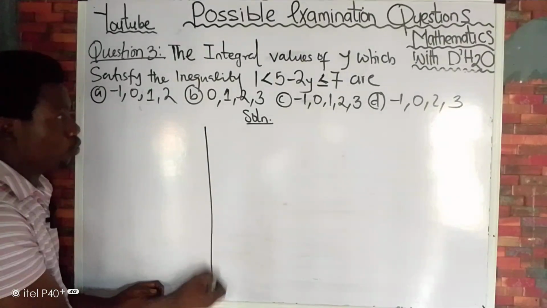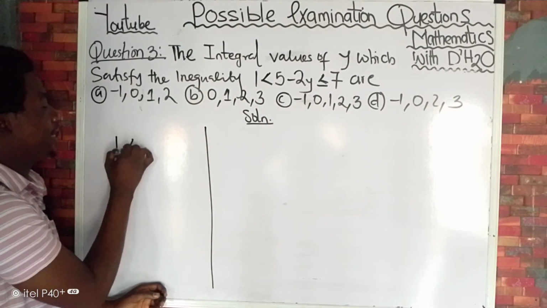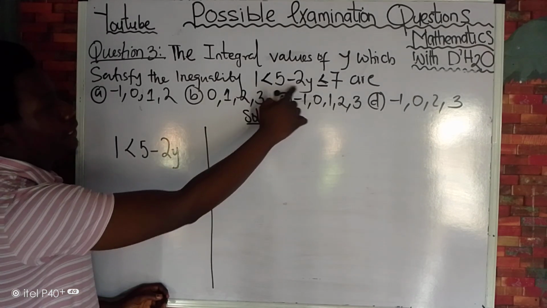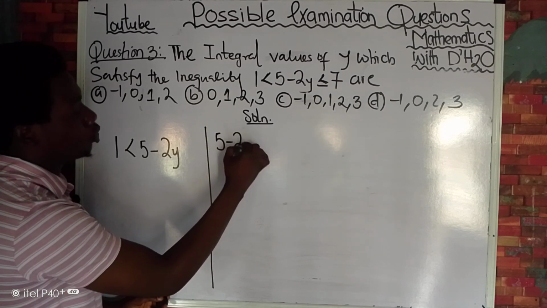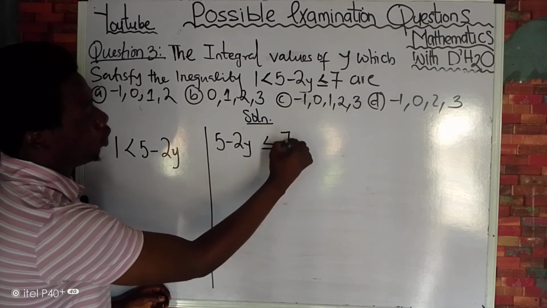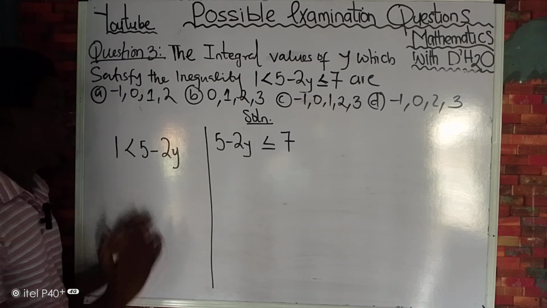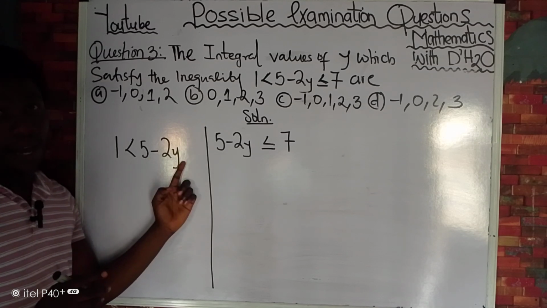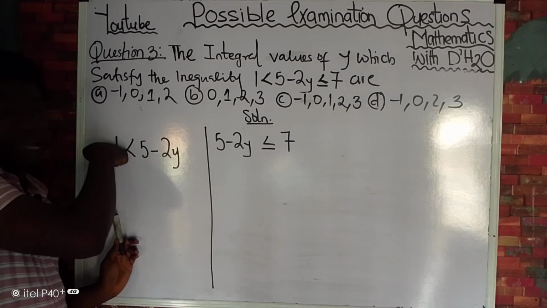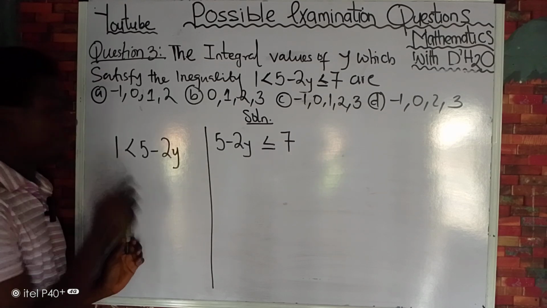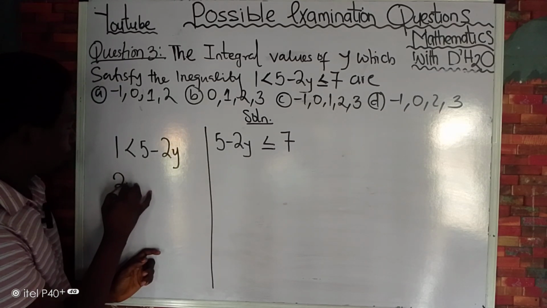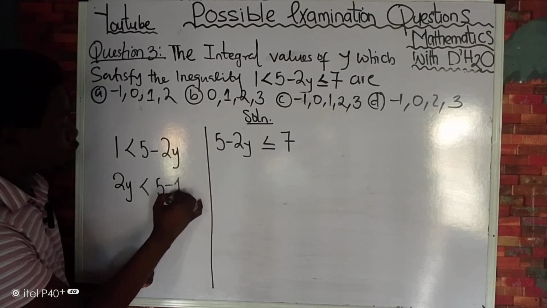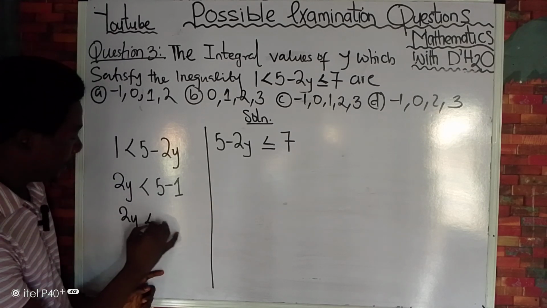If we split it into two, the first part is 1 is less than 5 minus 2y. The second part says 5 minus 2y is less than or equal to 7. These are the two parts. We are going to solve for y in both. How do we do it? Very easy. This is minus 2y, so we take it to the other side of the inequality sign. Minus 2y will give us 2y less than, this one will come over, so it becomes 5 minus 1. That will give us 2y less than 4.